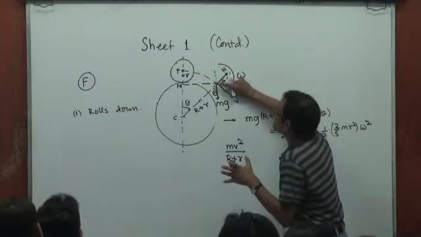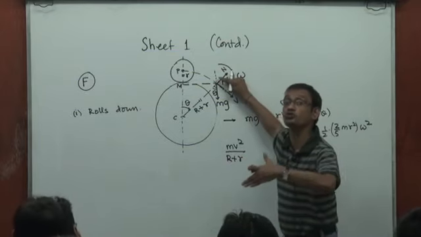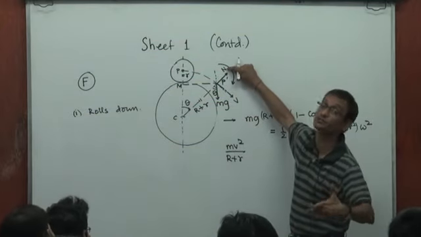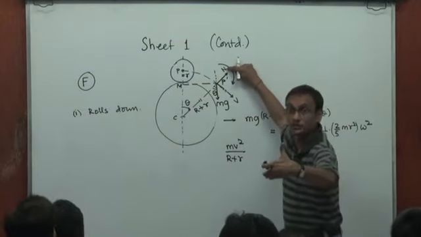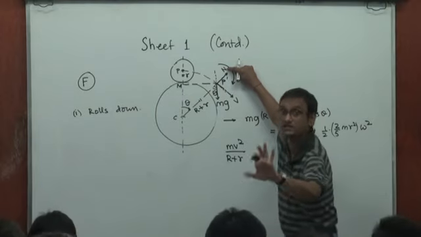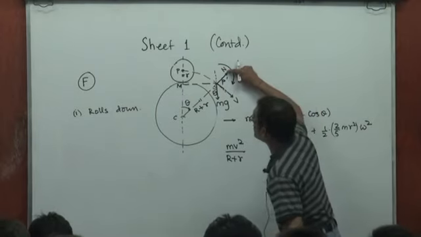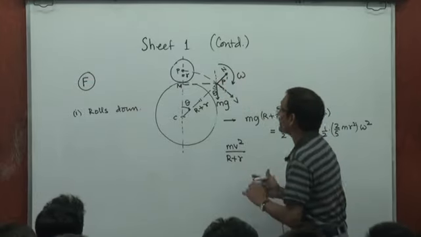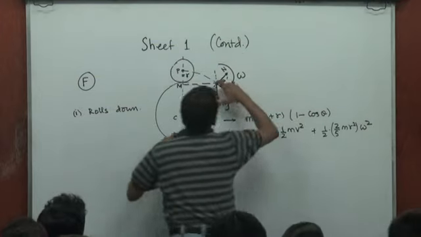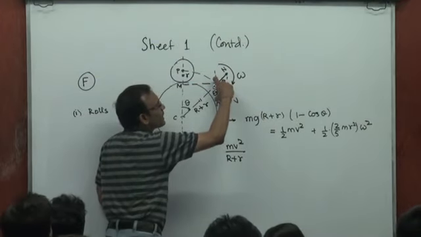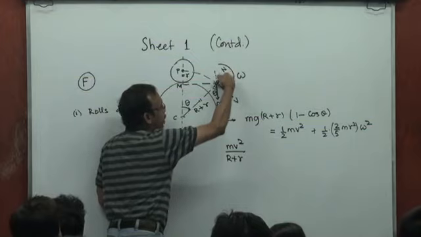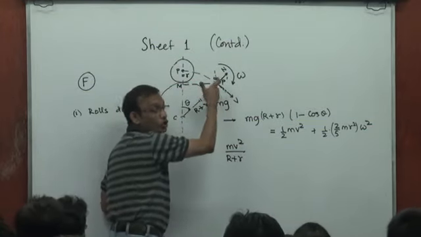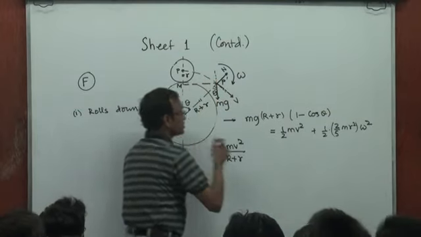Now, if this represents the instant of loss of contact, then that's characterized by N equal to 0, right? N equal to 0 would characterize loss of contact. So, N equal to 0 at this instant would mean that this is the instant of loss of contact, and therefore the centripetal force requirement is met by the component of mg along PC, which is like mg cos theta.